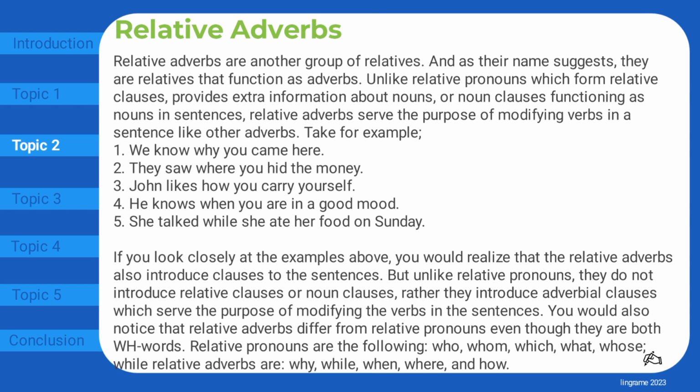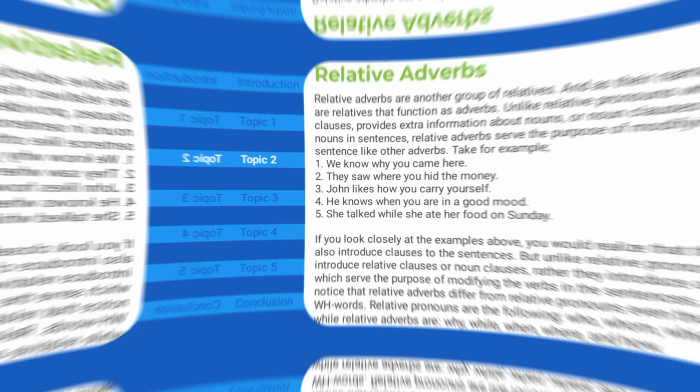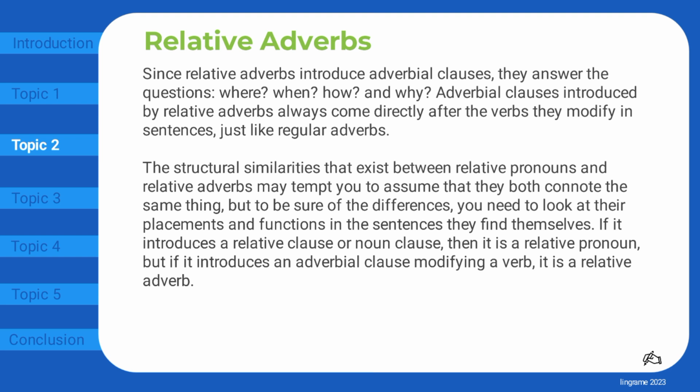You would also notice that relative adverbs differ from relative pronouns even though they are both WH words. Relative pronouns are the following: who, whom, which, what, whose, while relative adverbs are why, while, when, where, and how. Since relative adverbs introduce adverbial clauses, they answer the questions where, when, how, and why. Adverbial clauses introduced by relative adverbs always come directly after the verbs they modify in sentences, just like regular adverbs.